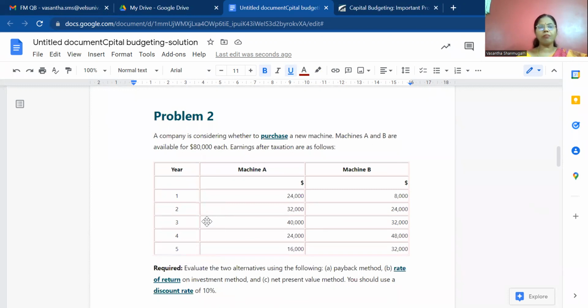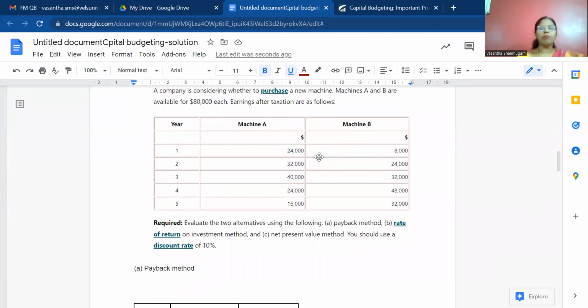I'll read out the question. A company is considering whether to purchase a new machine. There are two options, machine A and machine B. Each machine is available for $80,000, so the machine's worth is 80,000.